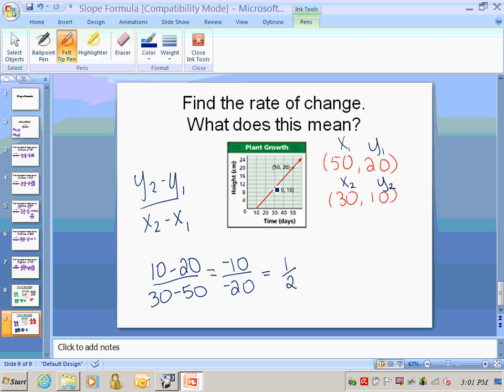So if I'm looking here, rising from 10 to 20, so I'm rising 10, running from 30 to 50, so I'm running 20. So rise 10, run 20, that gives me 1/2. So my slope is a positive 1/2, and this is a positive graph.